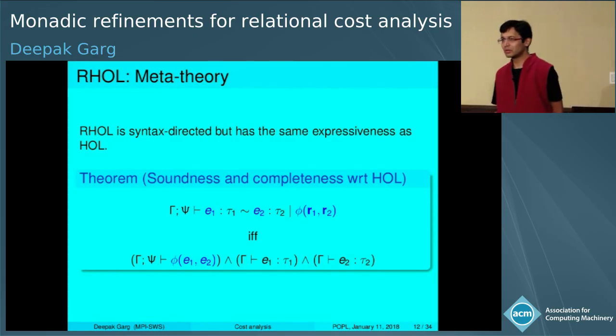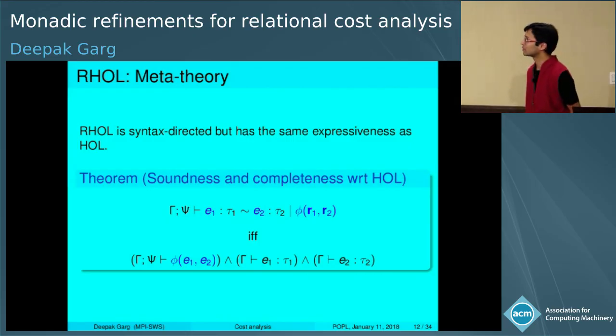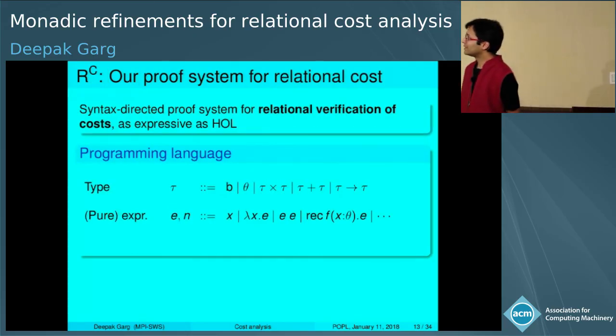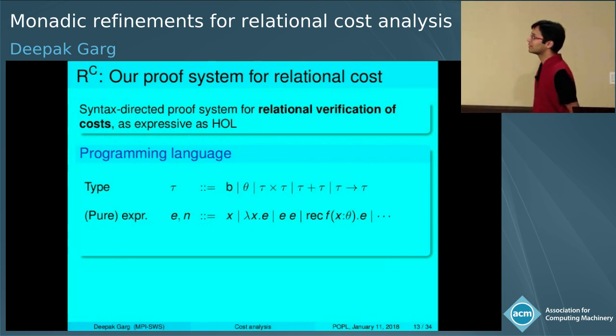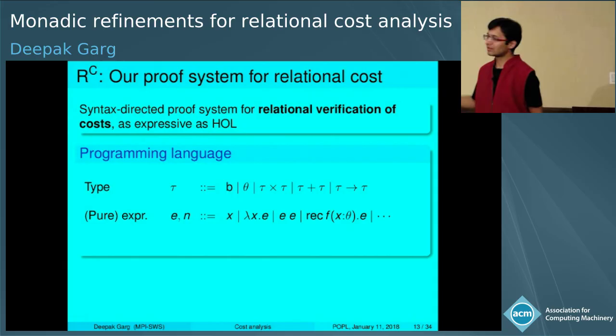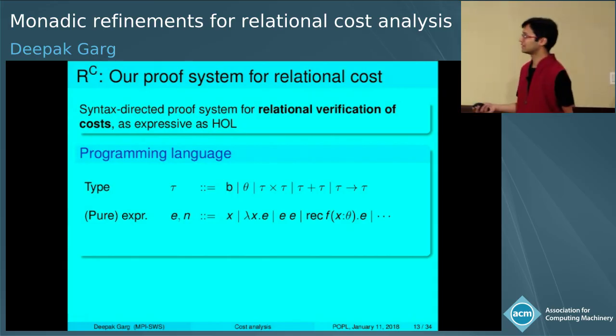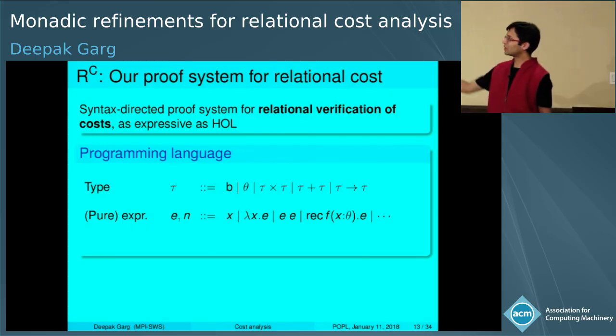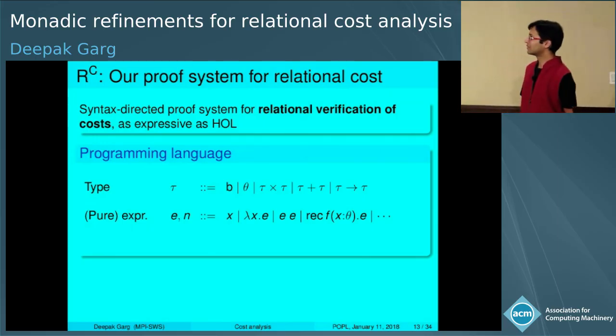Now let me tell you what we do in this paper by throwing in the costs. Okay, so far I have not shown you the cost, that's what I throw in now. So RC is our proof system for relational cost analysis, and it is done by extending RHOL. Okay, and again, the main meta-theoretic result we'll show is that the expressiveness is the same as equational reasoning in HOL. So the programming language we will choose starts from what we already had earlier. This is exactly the syntax of the earlier language. To this, I will now introduce costs.